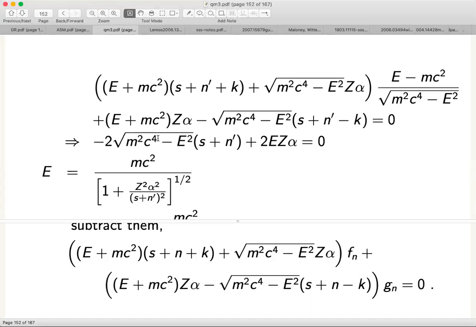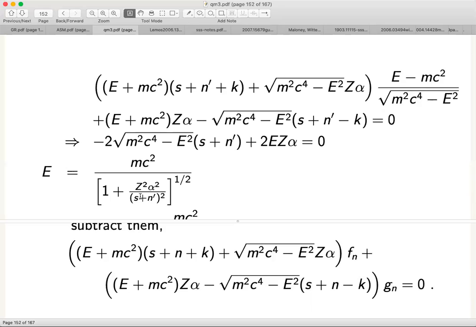All you need to do is to take one of the terms to the other side and square both sides. Then you get terms which are proportional to E squared on both sides. Collect the E squared pieces and write down this expression. So this is the answer. This is the spectrum.